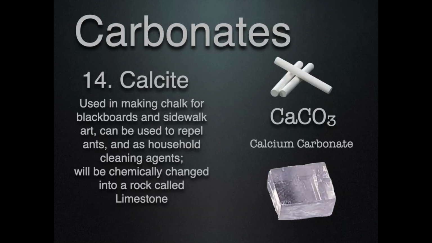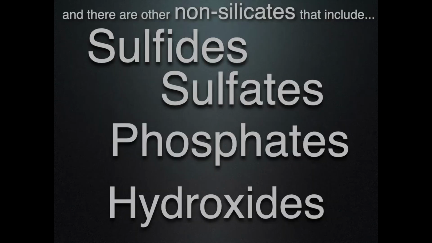Now we have carbonates, which contains primarily carbon. We have calcite, which is primarily known as calcium carbonate or chalk. It can chemically change into limestone, which becomes very brittle. Now there are other non-silicates such as sulfides, which has sulfur, sulfates, phosphates, which has phosphorus, and hydroxides.